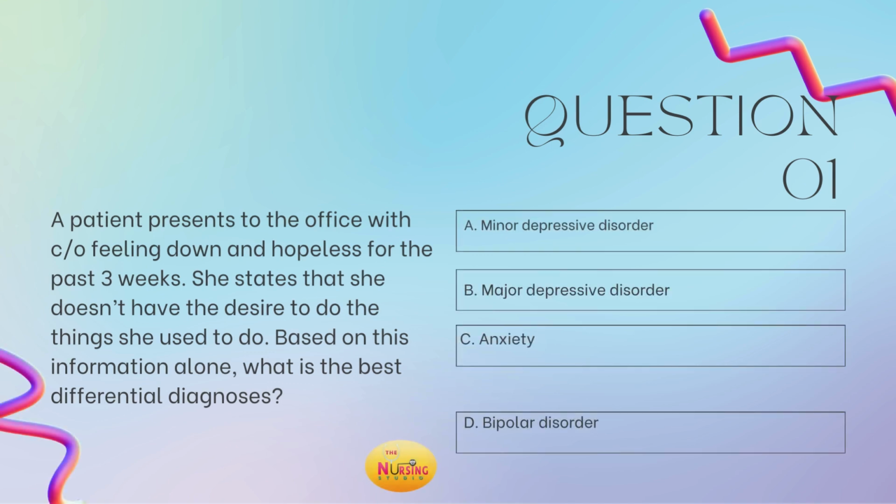Question number one states, a patient presents to the office with complaints of feeling down and hopeless for the past 3 weeks. She states that she doesn't have the desire to do the things she used to do. Based on this information alone, what is the best differential diagnosis? Is it A, minor depressive disorder, B, major depressive disorder, C, anxiety, or D, bipolar disorder? Take a moment and tell me what you got in the comments, you guys.